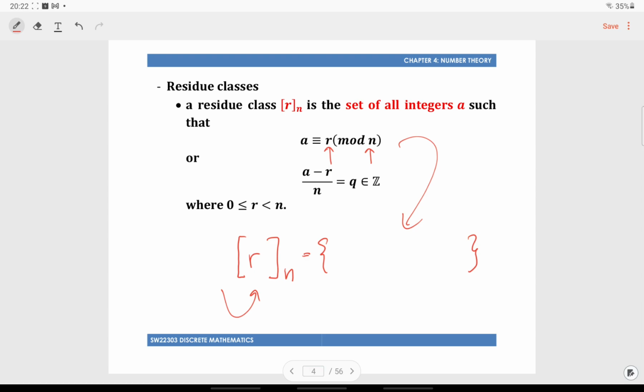That means we are looking for the A such that when we subtract R and divide by N, the outcome is an integer without any remainder, where R is restricted between 0 and N. So any number that satisfies this condition belongs to this set.